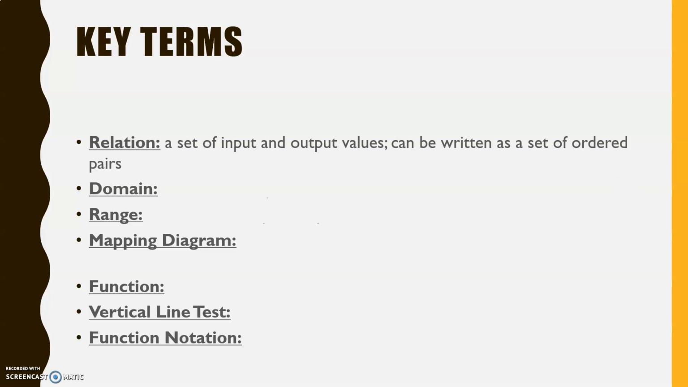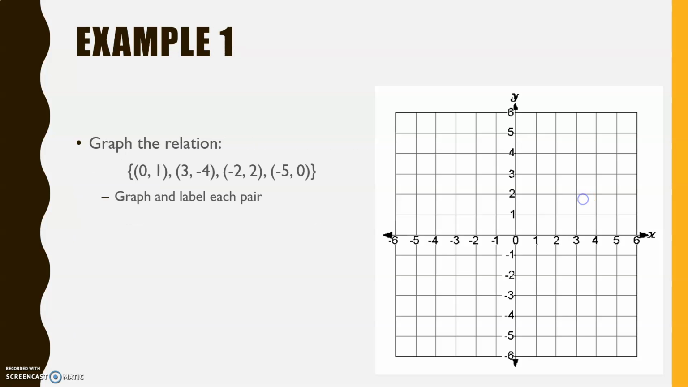A relation is a set of input and output values, and it can be written as a set of ordered pairs. So this would be a relation. It's a set of ordered pairs. We have inputs and we have outputs. It's important to remember that when we're thinking about relations, our input is like, if you think about a machine, an input is what we put in, in this case x, and then the output is what we get out, in this case y. So we are going to graph the relation.